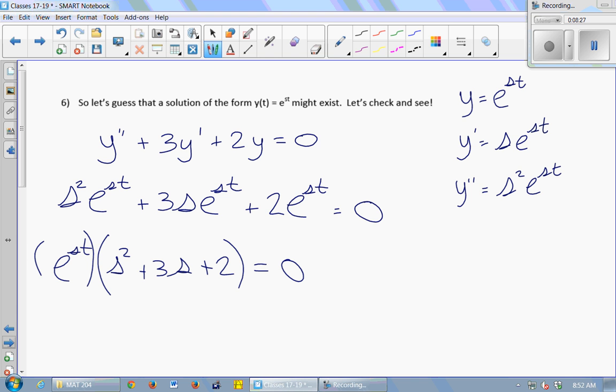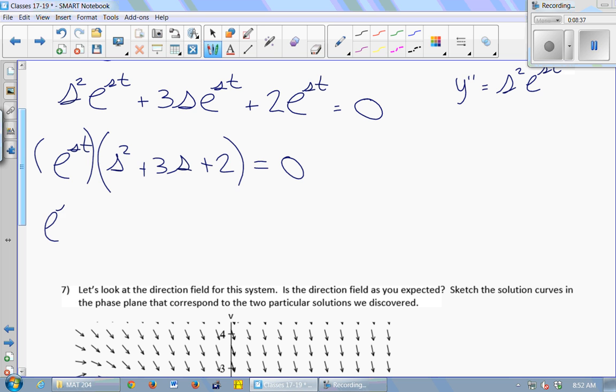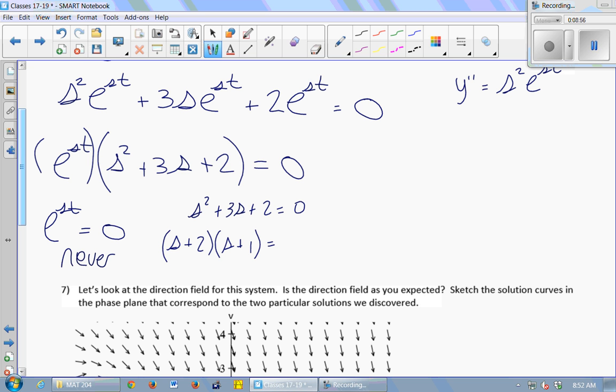All right, so I've got two things multiplied together. The answer is 0. The only way you can get 0 as a product is if one of the factors is 0. e to the st equals 0 when? Never. And then this quadratic, you could solve by factoring or the quadratic formula. It factors easily enough. So we get s is -1 and -2.